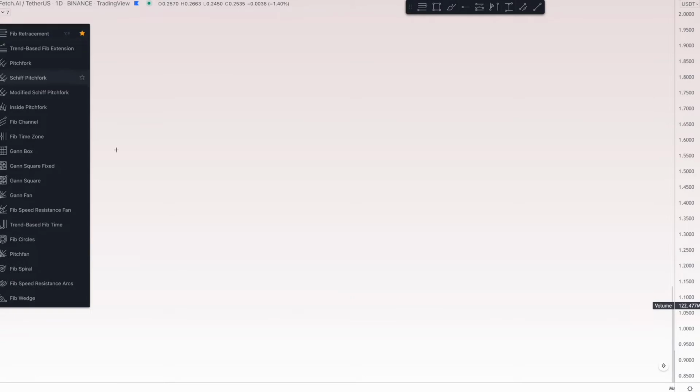As you can see here in TradingView, there are a lot. You have trend-based Fib time, you have Fib time, you have Gann boxes. I believe that those are also based on Fibonacci. You have the pitchforks, also based on Fibonacci, which work also very well actually. But we will be discussing the Fib retracement tool, the most popular one and also the easiest one. And I'll just explain how it works and how you can use it.